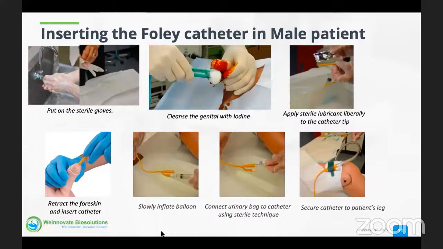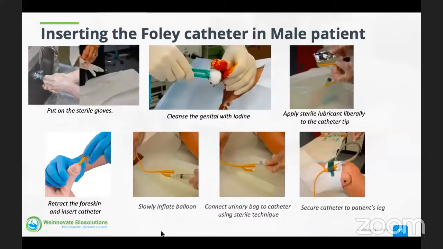Apply sterile lubricating jelly to the catheter tip, like this, and you have to generously apply the lubricating jelly to the catheter tip so that the insertion is easy. Then you start the catheterization procedure, and for that you have to grasp with one hand. You have to grasp the patient's penis and retract the foreskin if the patient is uncircumcised.